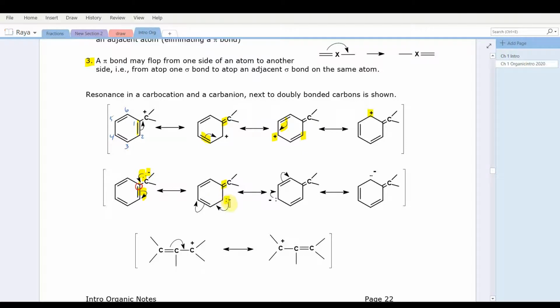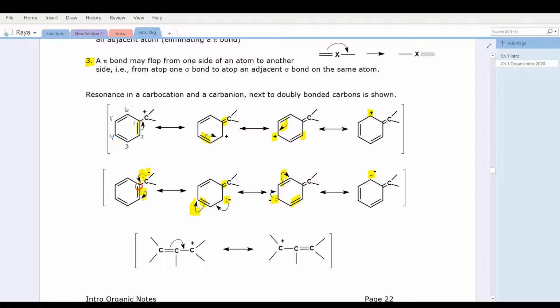The non-bonded pair of electrons becomes the pi bond. At the same time, a pi bond breaks, becoming a non-bonded pair of electrons. And now we see the negative charge is spread out over 3 carbons. And this can occur one more time. And now we have the negative charge on the number 6 position.